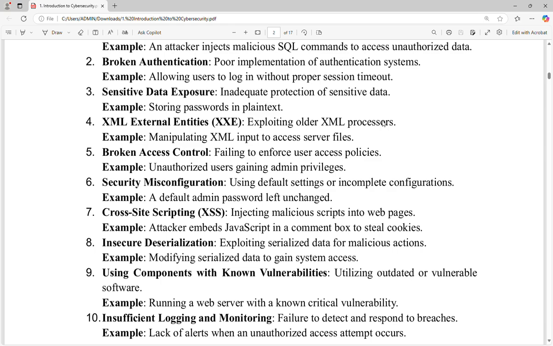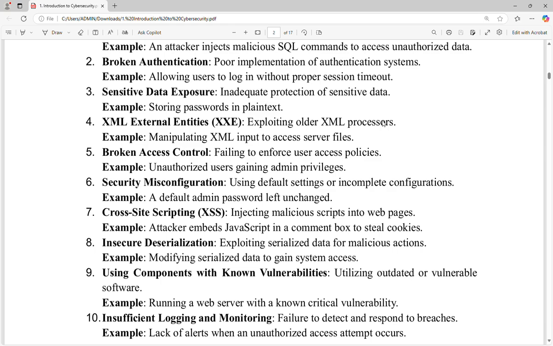We also have using components with known vulnerabilities, using devices that are vulnerable. There are some servers that are vulnerable, or software that is vulnerable, utilizing outdated or vulnerable software. This is also part of the vulnerabilities. Example: running a web server with a known critical vulnerability, like Windows Server 2012, 2016. You are using SMB version 1, which is vulnerable to the Zerologon attack. If you are using that, it's also vulnerable.